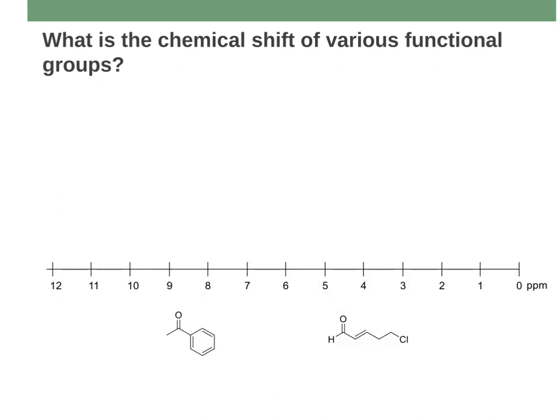So here's a blank NMR. I have 0 to 12. Again, that's where most things tend to show up. And we're going to chunk this out. So for example, between about 0 and 1.5.